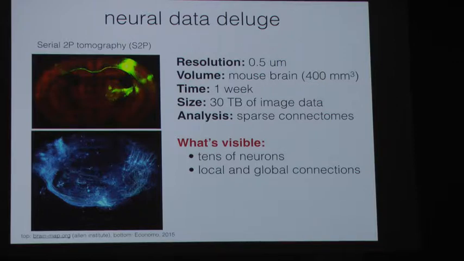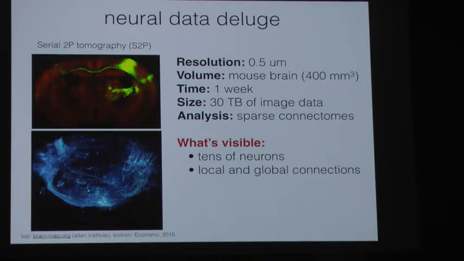Okay, so with serial 2-photon tomography, you can see things on the order of a half a micron. You can image an entire mouse brain, which is 400 cubic millimeters, in about a week. And what this generates is on the average of 30 terabytes of data. And so what you can see from these, so what I'm showing here is a slice from the Allen Institute Mouse Connectivity Atlas.